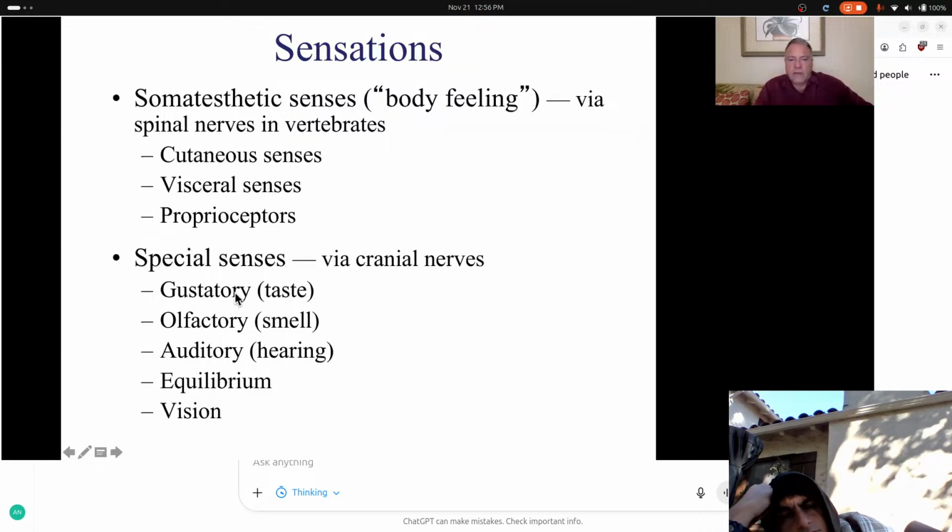So things like your taste, smell, hearing, equilibrium, vision, right? Don't you know the five senses? These are all traveling via cranial nerves, and so these tend to be in your head, right? That's why we're talking about cephalization, all the sensory structures in your head. And so they're traveling directly into the head.